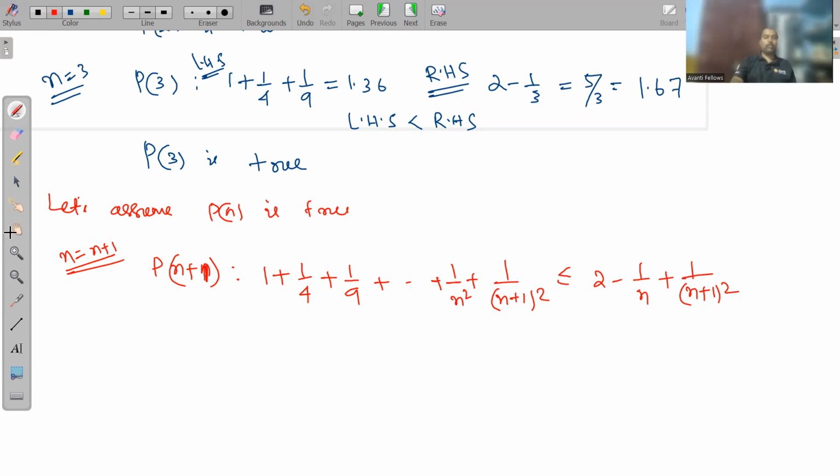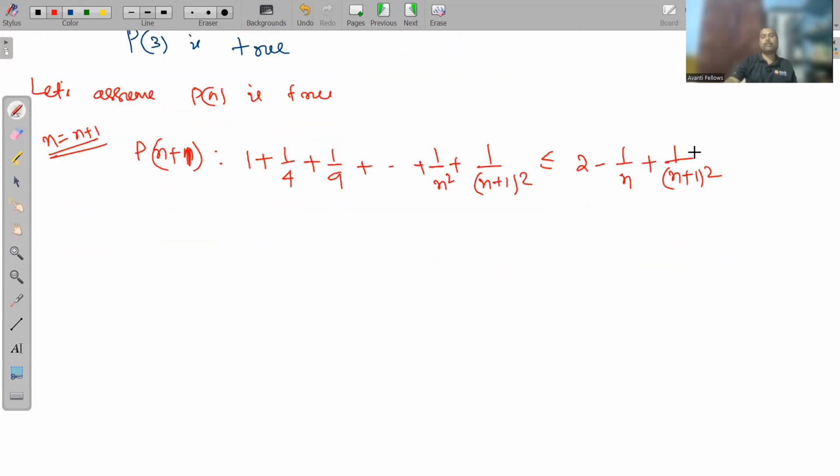Okay, now simplify the right hand side of this inequality. If you simplify it, what I'm getting here, see, we are getting 2 minus 1 by n plus 1 by n plus 1 whole square. So I am taking 2 here, I'm not taking common. Sorry. 2 minus 1 by n minus 1 by n plus 1 whole square, right?